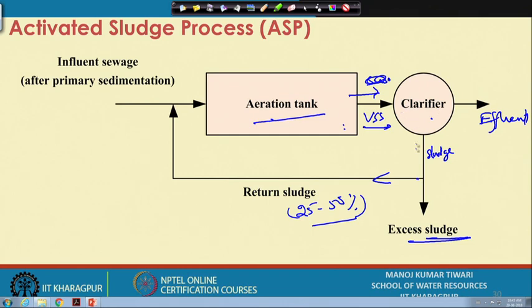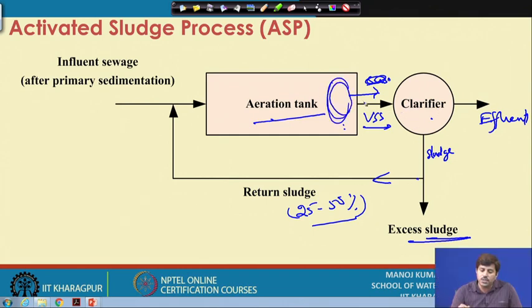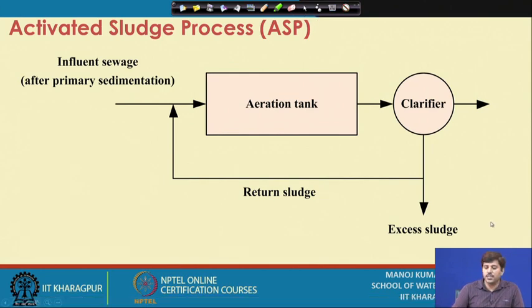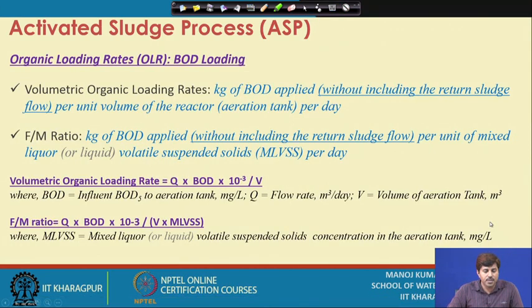Now if we do not recycle, a lot of the biomass being produced leaves the system and there won't be sufficient biomass left here. So in order to ensure a significant concentration of biomass in the system, part of whatever comes here is recycled, while the excess sludge is just wastage. So that is the conceptual process that takes place in an activated sludge system.